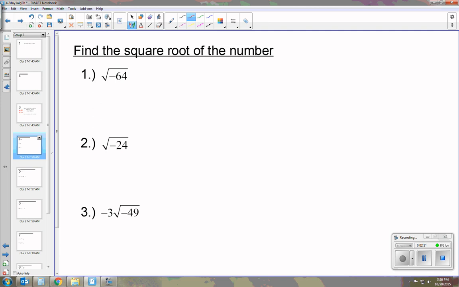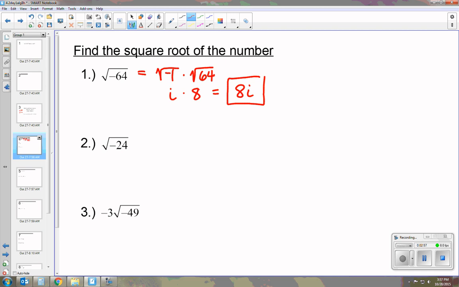Well, this is the square root of -64. Before, we would say this isn't a solution, we can't have anything. But now we know that the square root of -1 is i. So we can rewrite this as the square root of -1 times the square root of 64. And now we know the square root of -1 is i, and the square root of 64 is 8. And we write it always with the i at the end. So our answer is 8i.